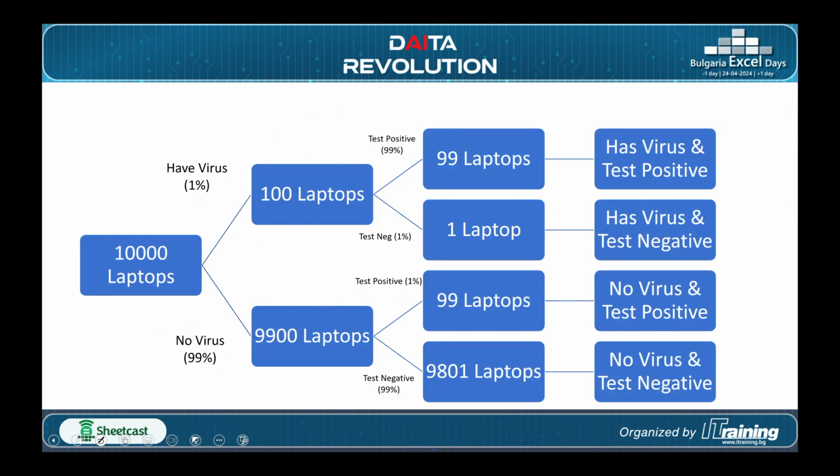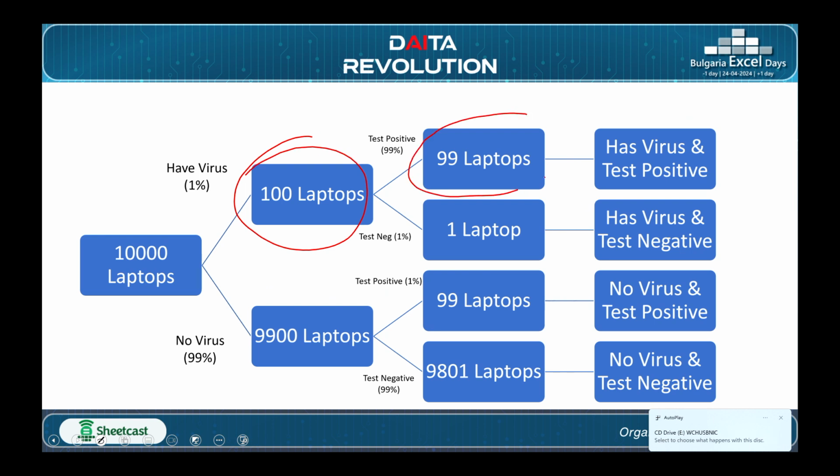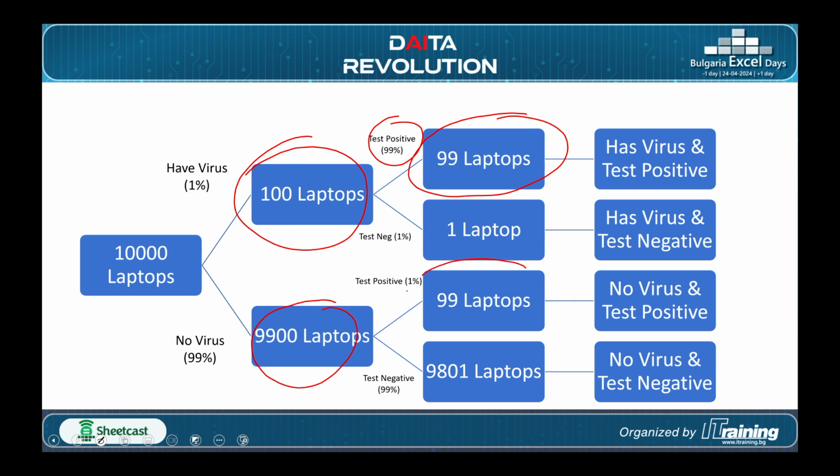Okay, so here's how we map this out in this tree map. Let's say we have 1,000 laptops. 1% have a virus, that gives us 100 laptops. So we know that 99 of those laptops are likely to test positive, so that has a virus and tests positive. Let's go to the no virus one, and because there's an error rate of 1%, another 99 laptops have no virus and test positive.